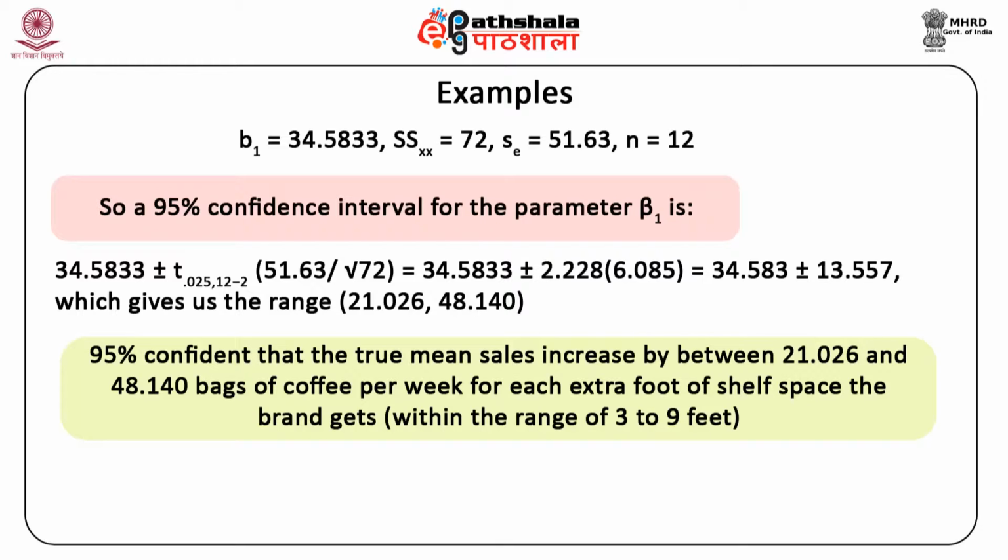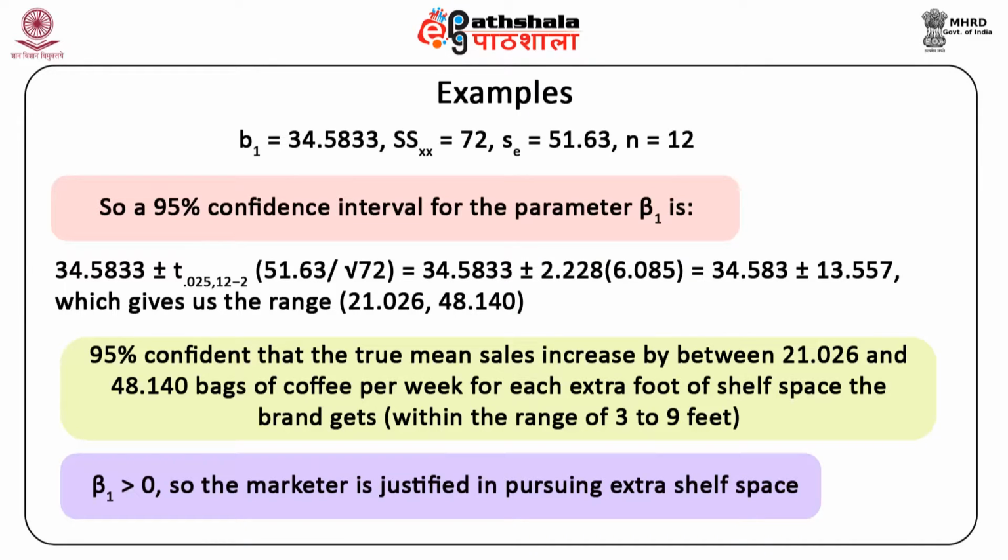We are 95% confident that the true mean sales increased by between 21.026 and 48.140 bags of coffee per week for each extra foot of shelf space the brand gets within the range of 3 to 9 feet. Please note that the entire interval is positive, which means it is above 0. So we are confident that in fact beta 1 is greater than 0. So the marketeer is justified in pursuing extra shelf space.